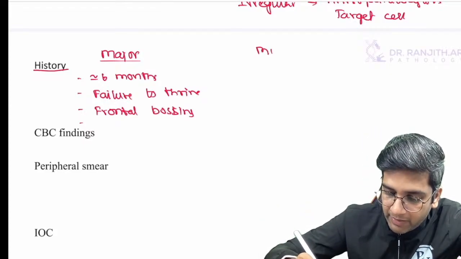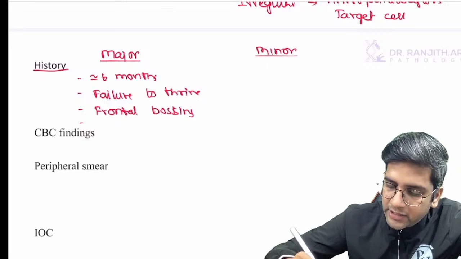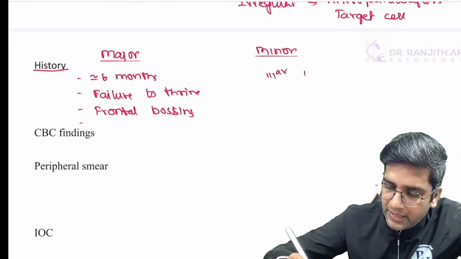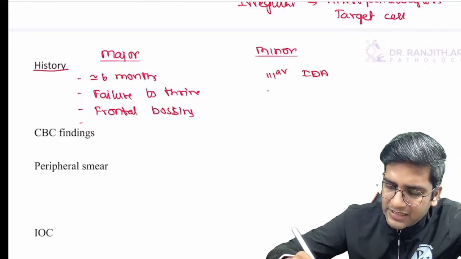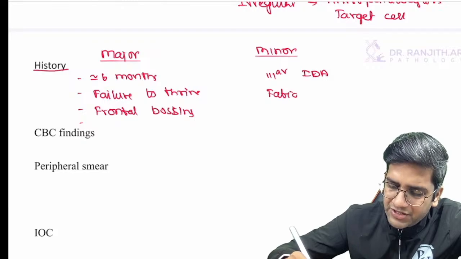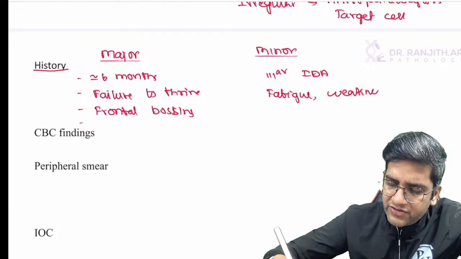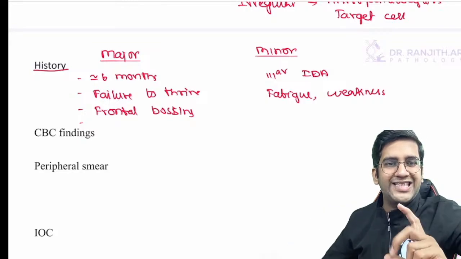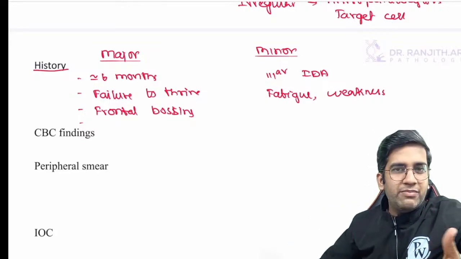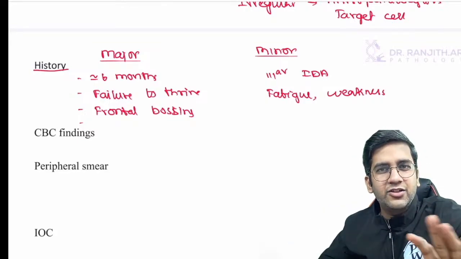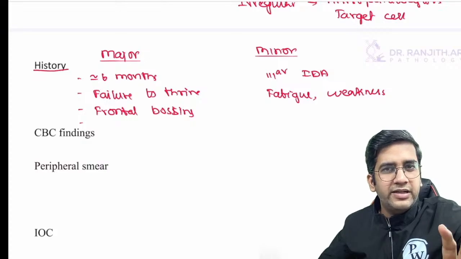If it's a beta thal minor, mostly it will be similar to an iron deficiency anemia. The patient will have fatigue. Patient presents with unexplained fatigue, weakness, tiredness, like a normal iron deficiency anemia. The patient will not have classical hemolytic facies, might not be having failure to thrive, might be decently normal till adolescence.